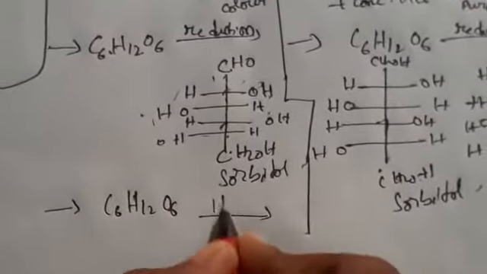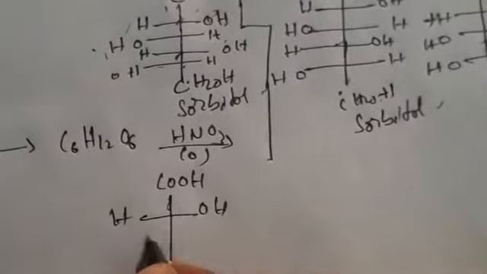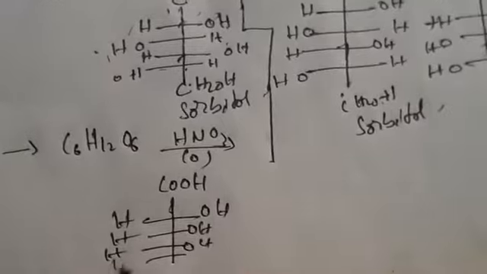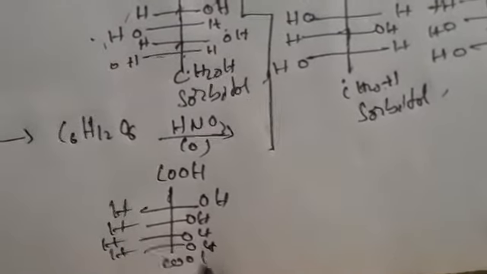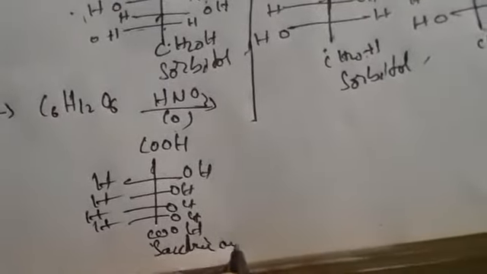when glucose is oxidized with HNO3, it forms saccharic acid. Saccharic acid means what here? COOH, HOH, HOH, HOH, HOH, COOH. Okay, so four hydroxy groups and two COOH groups, this one we call saccharic acid. Glucose, when we do oxidation, forms only saccharic acid.